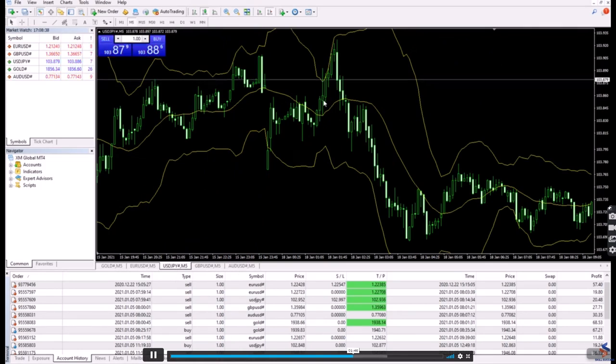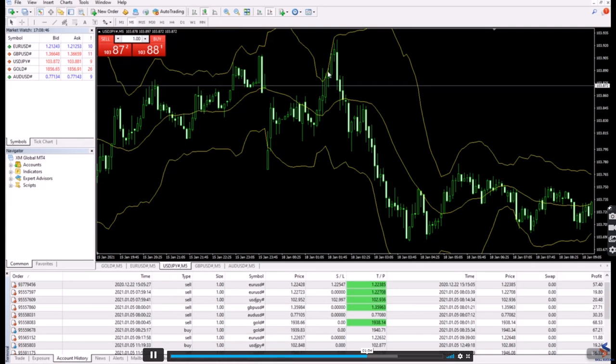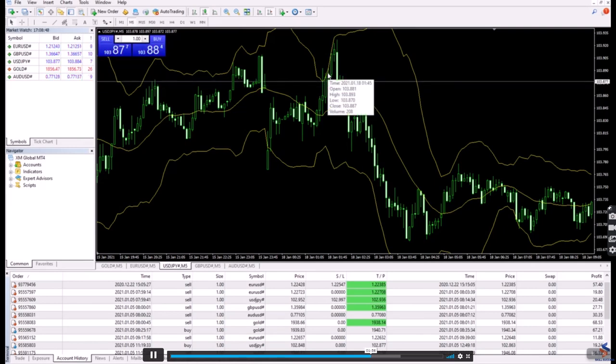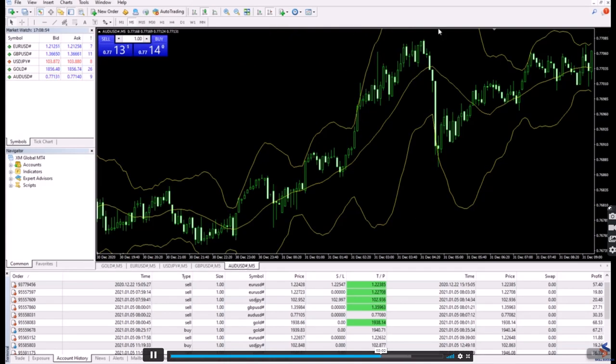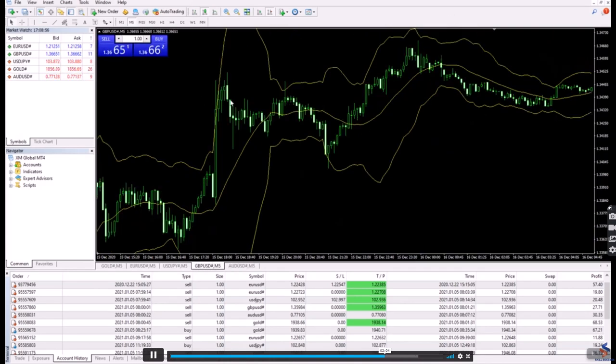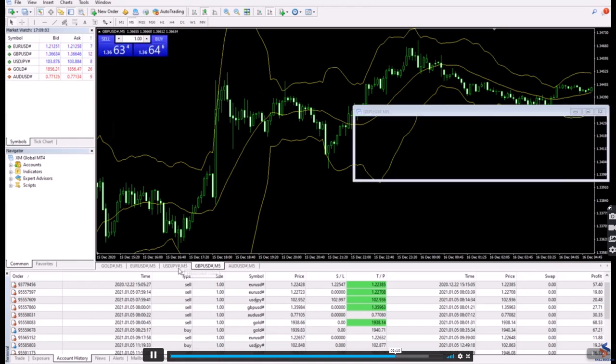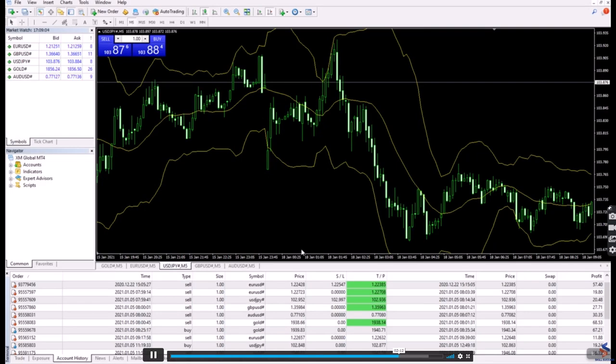Same thing: crosses, crosses, both the same color. The third candle is also the same color, but it does not cross the upper Bollinger Band, and the market went down. For the first two examples, this is an uptrend, this is no uptrend, no downtrend, it's just swinging in the middle, and this is a downtrend.